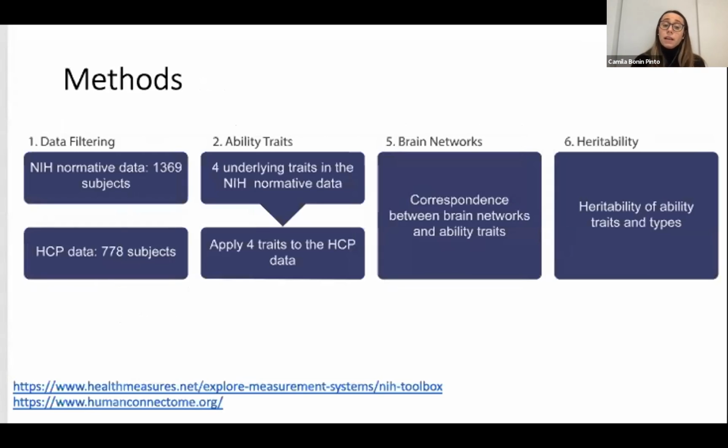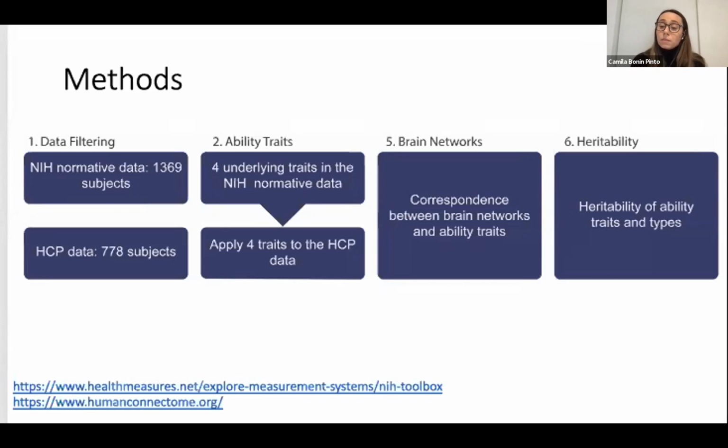So in this study, we used two big samples. One of them is the NIH normative dataset, which has 1,369 healthy subjects of different ages, and the Human Connectome Project dataset, which has 778 subjects. As you see, these are big datasets, and we used those to draw four ability traits using these individual tasks. First, we did that on the NIH normative dataset, and we used the Human Connectome Project dataset to validate these ability traits.